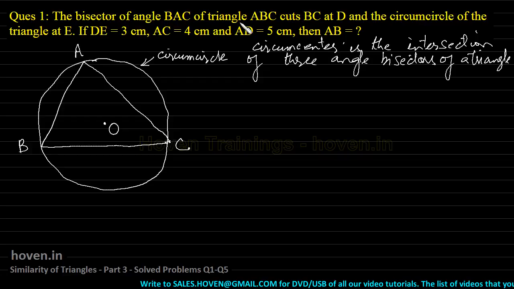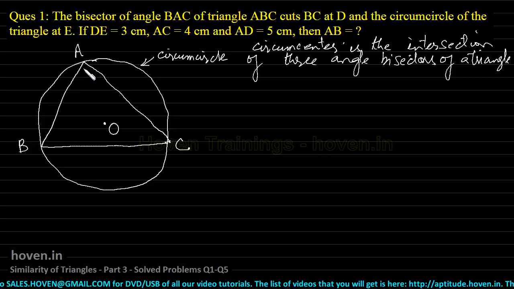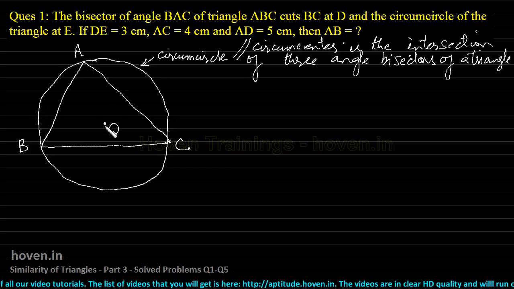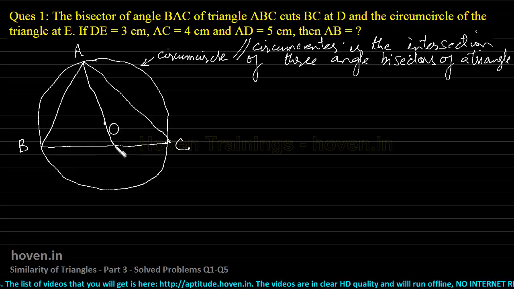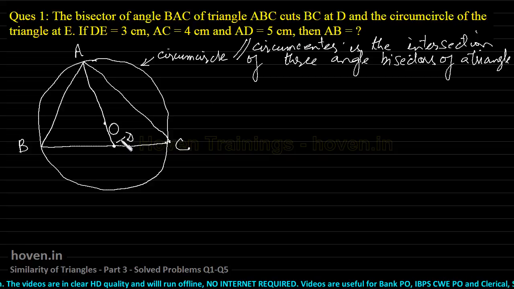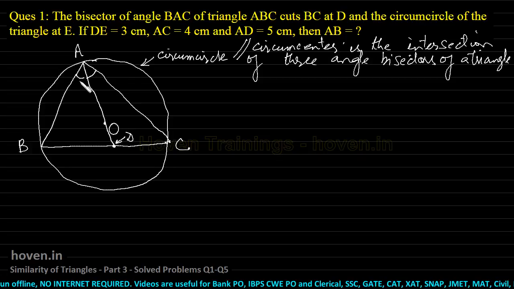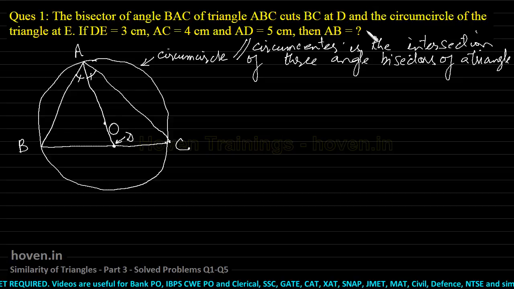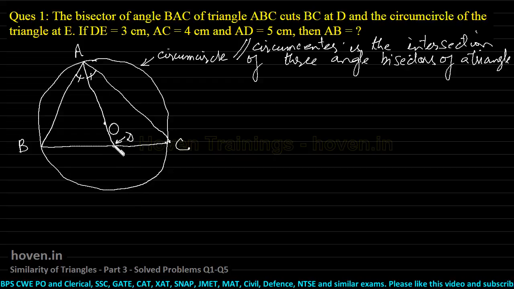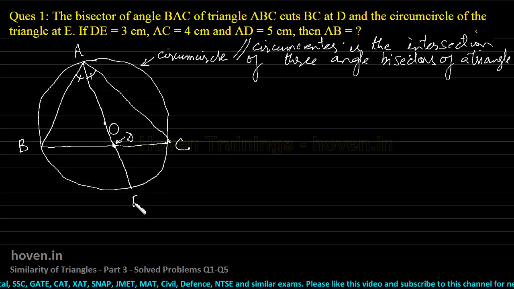The bisector of angle BAC of triangle ABC cuts BC at D. So by BAC is this angle and its bisector. Now this knowledge comes very handy. We know that the bisector of this angle has to pass through O. So let us join AO and it meets BC at D. The angle bisector of angle BAC of triangle ABC cuts BC at D. So this point can be labeled as D. And we can also mark these angles as equal. And the circumcircle of the triangle at E. This bisector cuts the circumcircle also. So let us produce it and it meets the circumcircle at a point E.